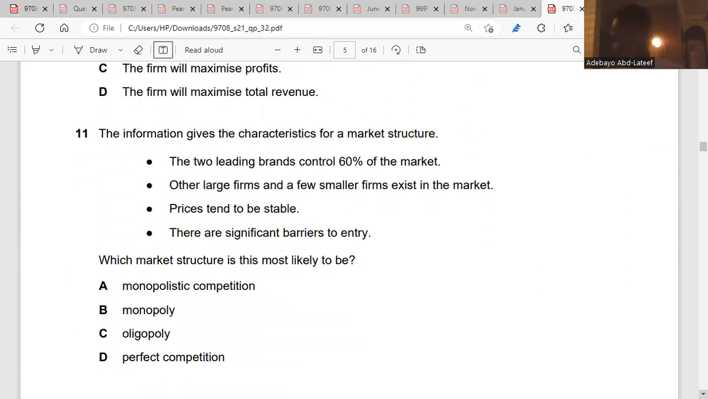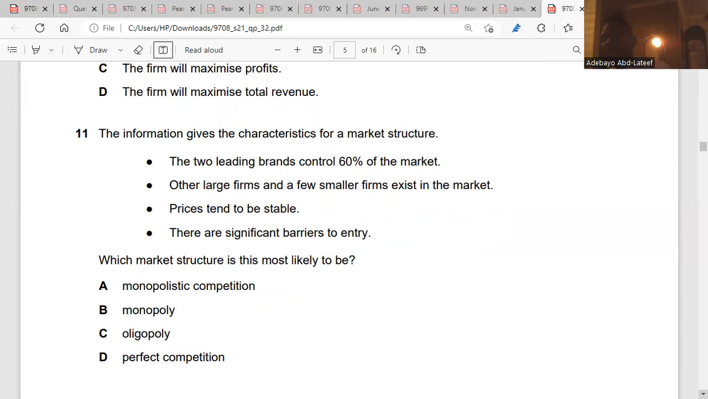Question 11. The information gives the characteristics for a market structure. Which market structure is it most likely to be? The two leading brands control 60%. That's a few large firms controlling the industry. Other large firms and a few smaller firms exist in the market. Prices tend to be stable. Price is stable because they don't use competitive pricing.